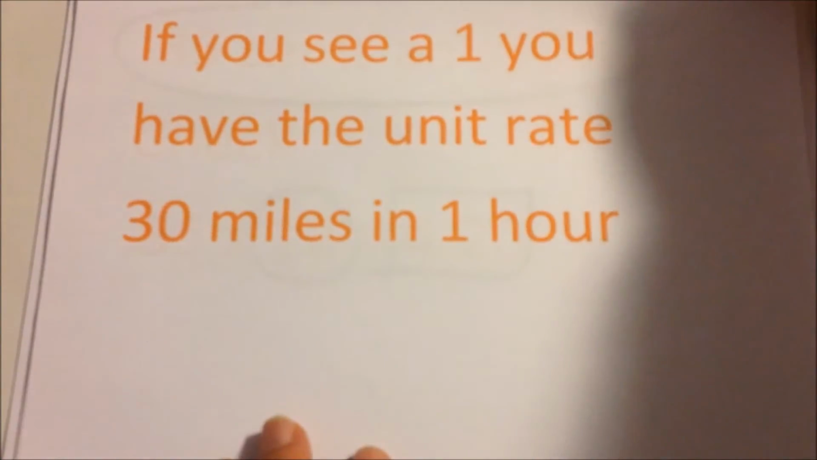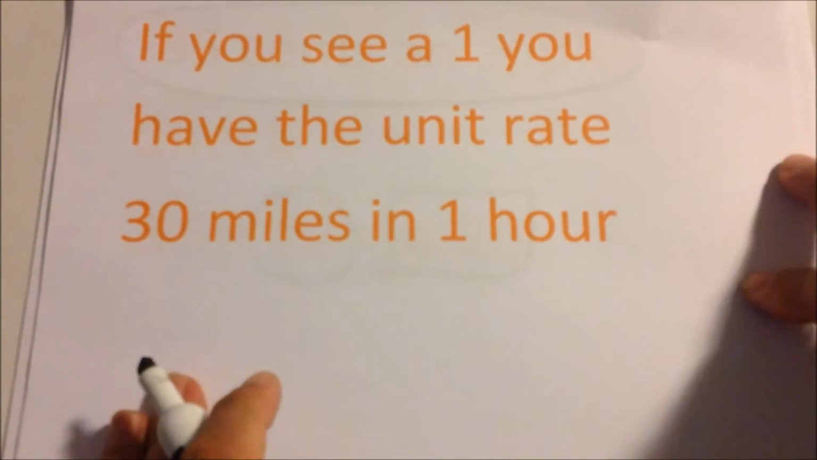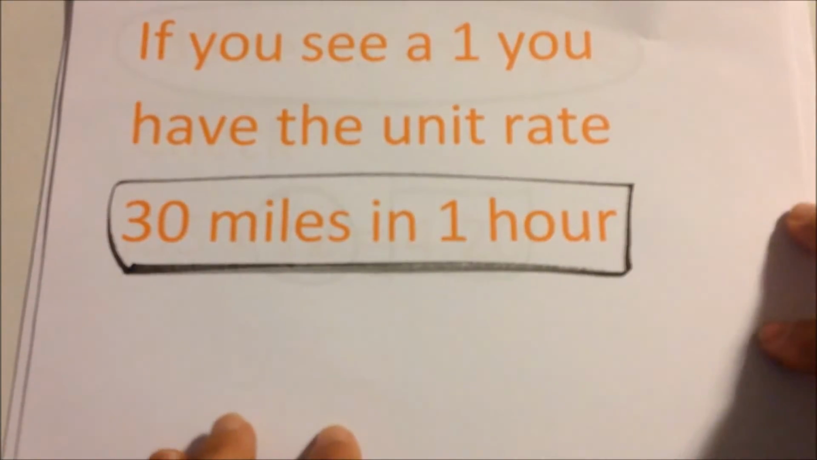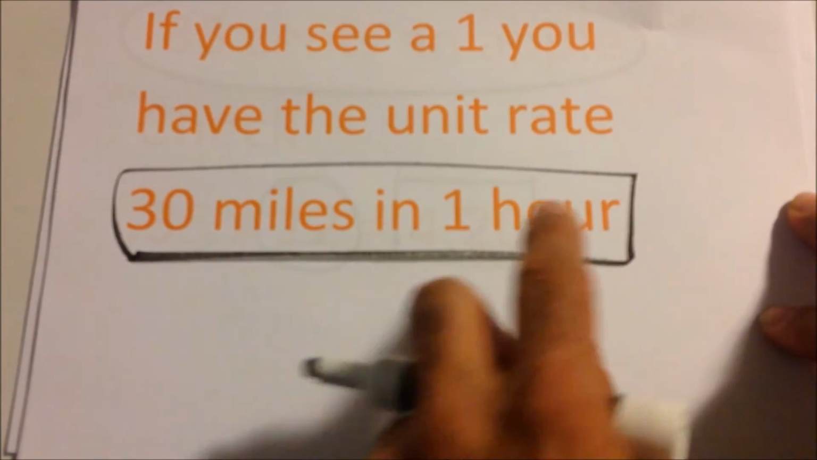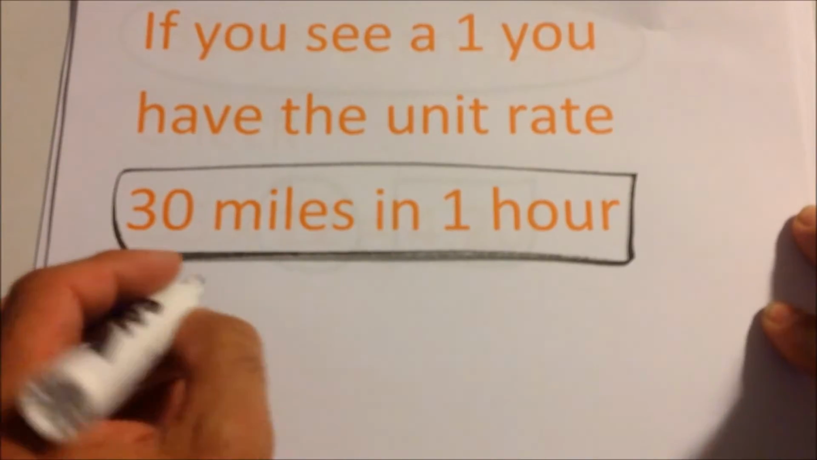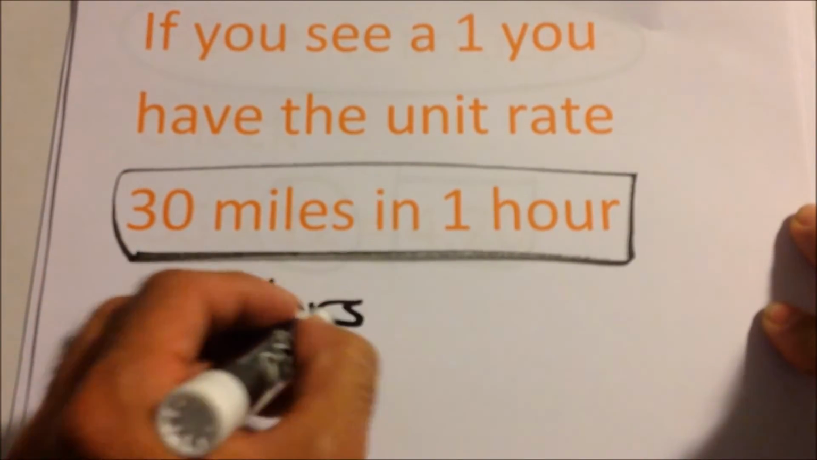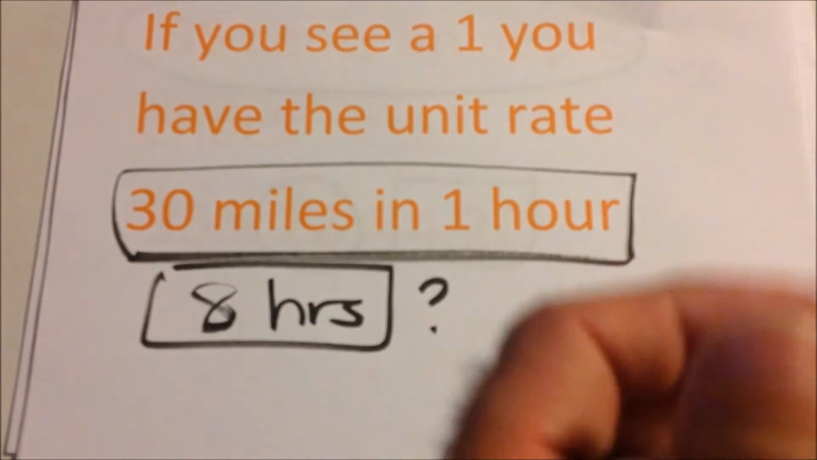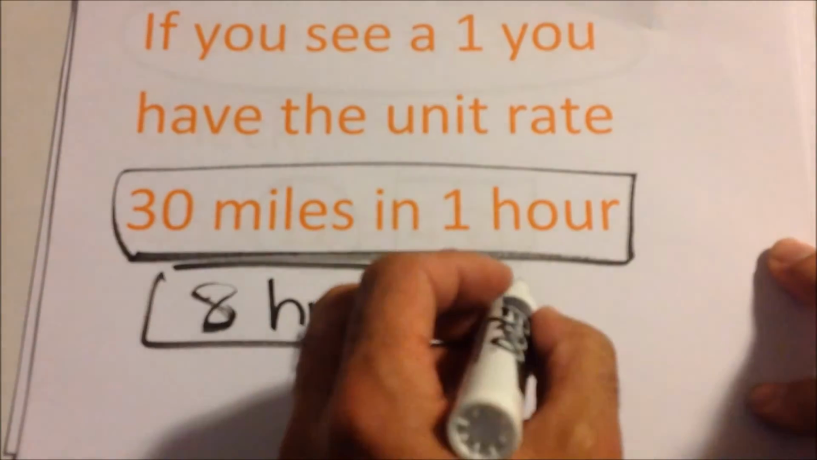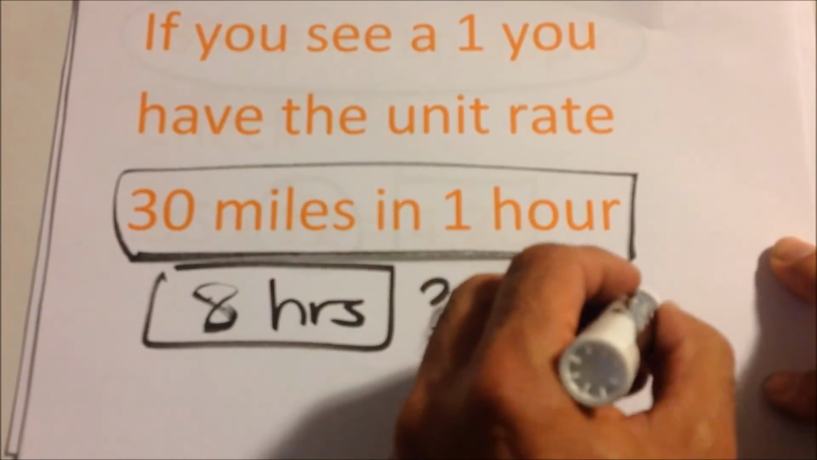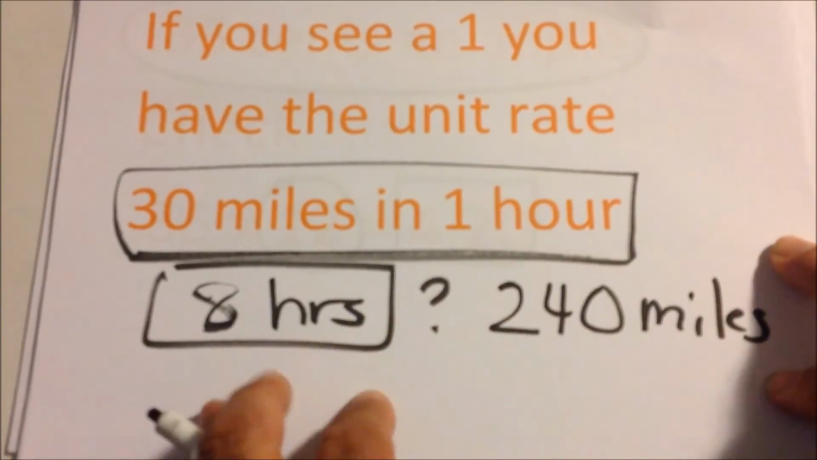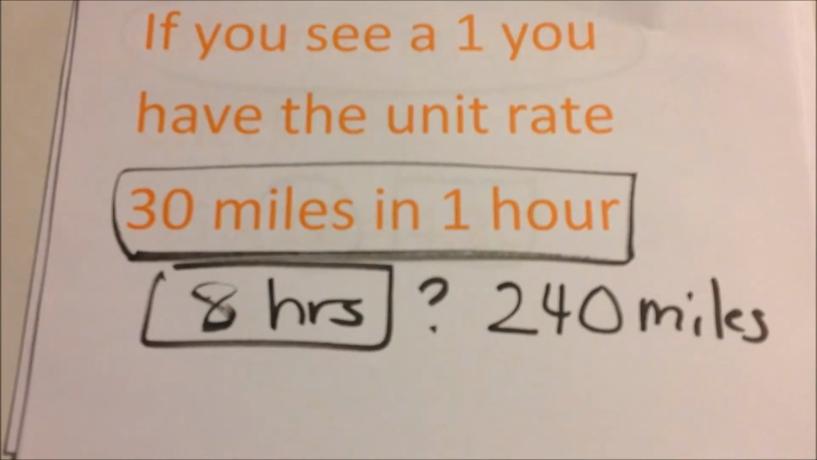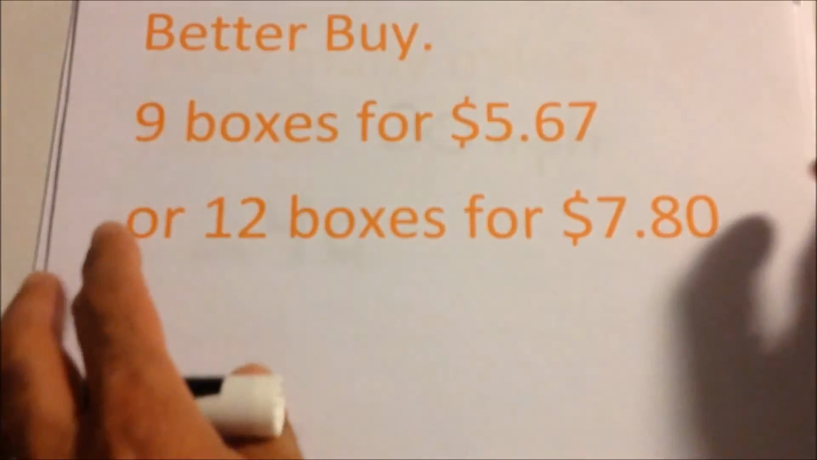Now, if you see that you have the unit rate already, it's easy. If someone tells you, well, if it's going 30 miles in 1 hour, how many miles can you go in 8 hours? What do you think you can do here? You already know the unit rate. Just multiply 8 times 30. What's 8 times 30? 240 miles. You're going 30 miles every hour. So in 8 hours, you just multiply.